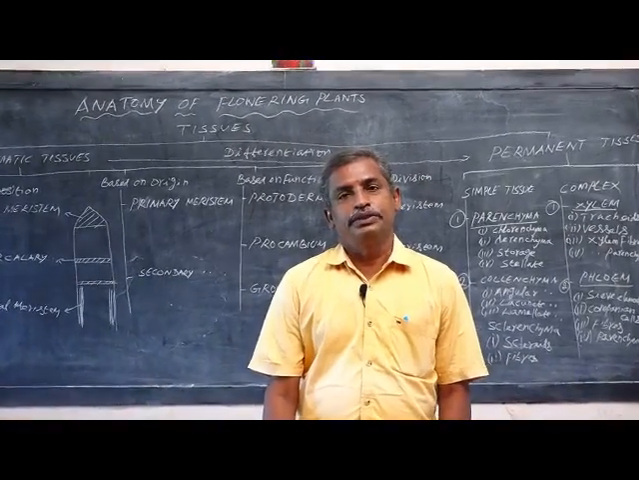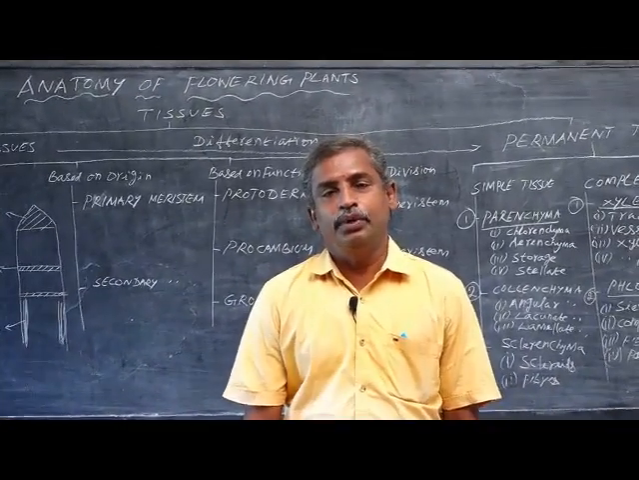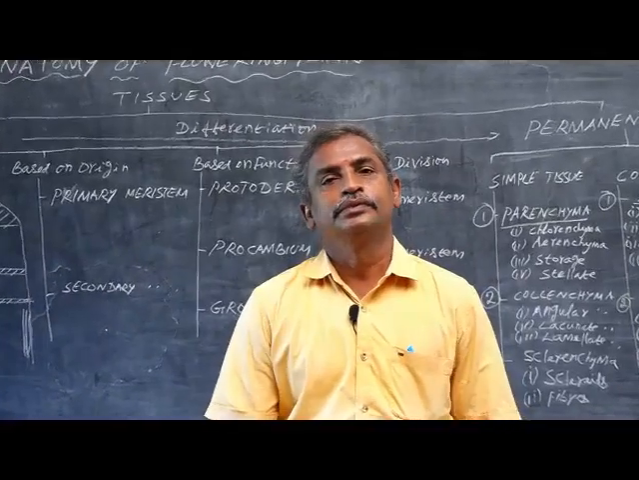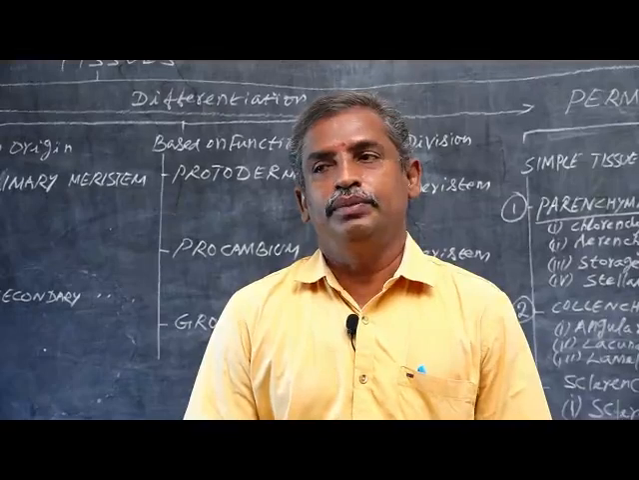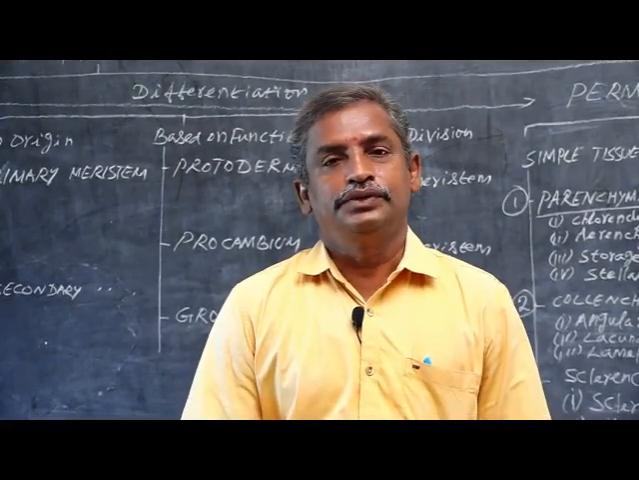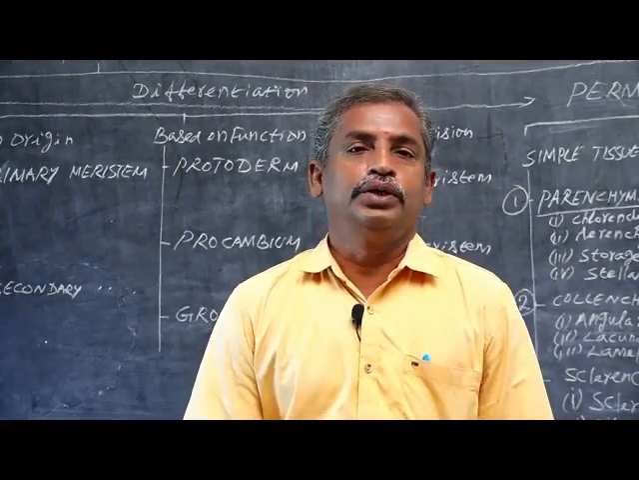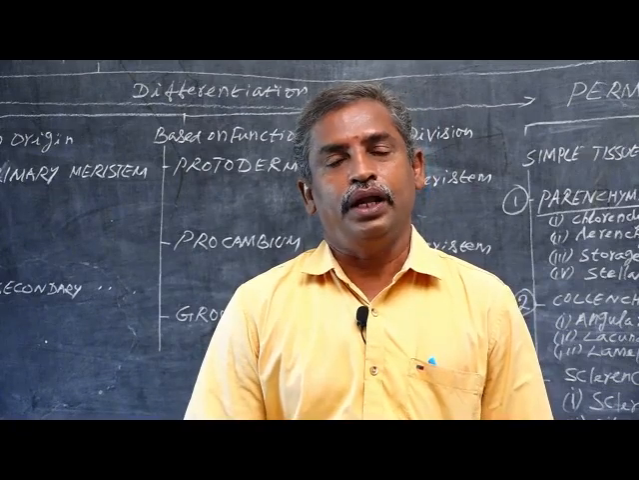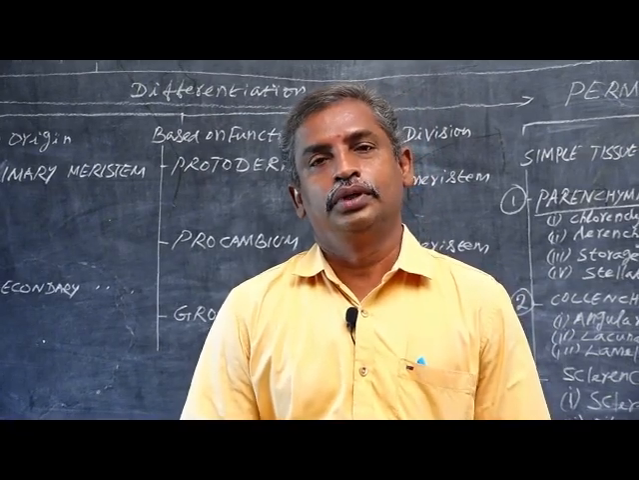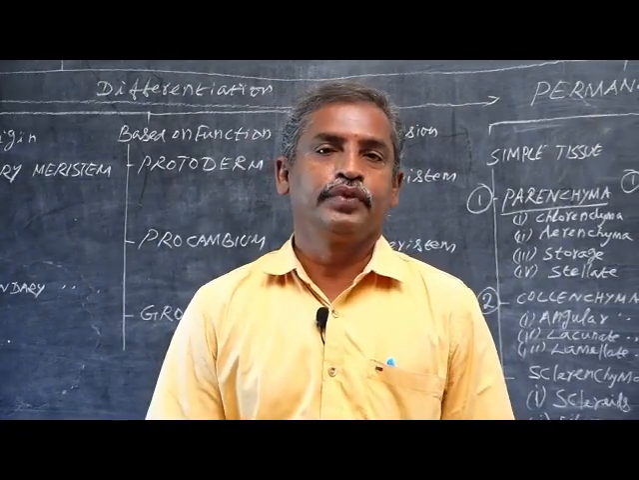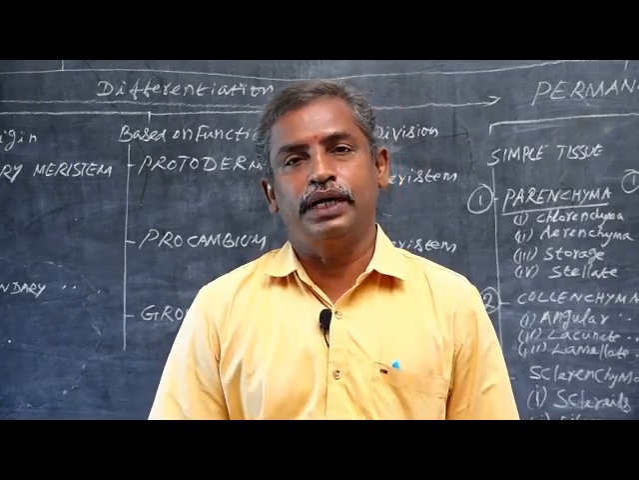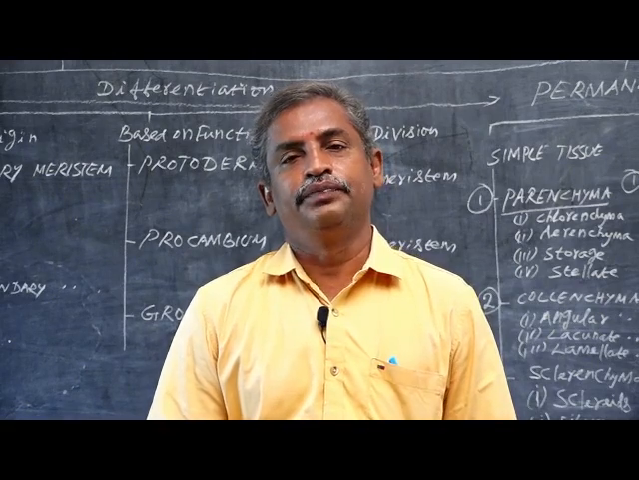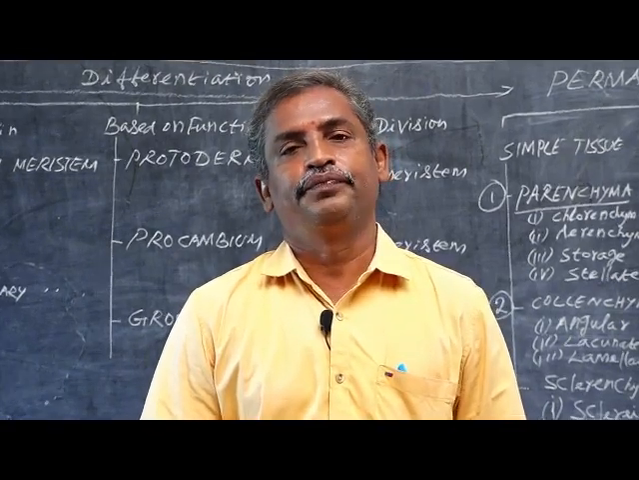Today we will study about anatomy of flowering plants. What is anatomy? Anatomy is a Greek word which is derived from two Greek words, namely ana and tome. Ana means asunder, tome means to cut. Anatomy is a branch of biology which deals with the study of internal structure.